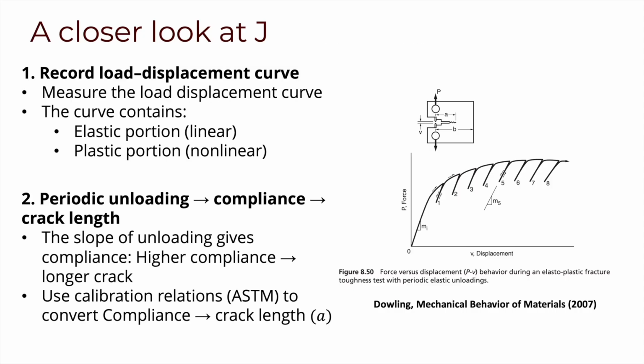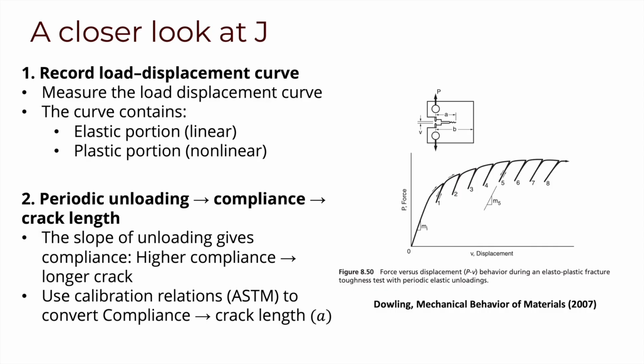For the J-integral approach, the first step is to record the load displacement curve during the test. This curve contains both an elastic portion, which is linear, and a plastic portion, which is nonlinear. To track crack growth, we periodically unload the specimen. The slope during unloading gives us the compliance, which is related to the crack length. As the crack grows, the specimen becomes more compliant. Using standard calibration relations, we can convert compliance into crack length.